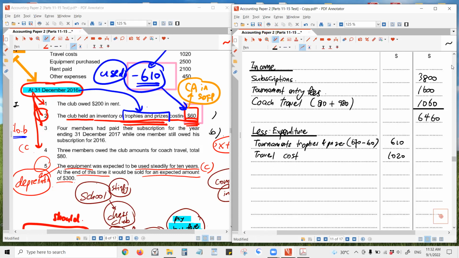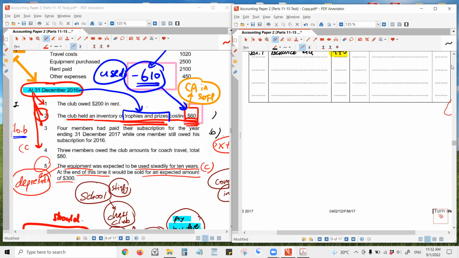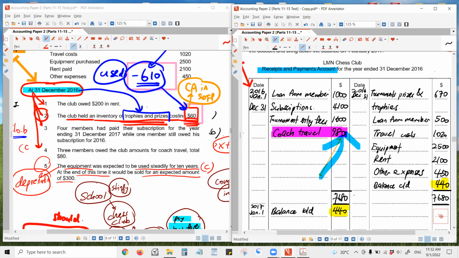See the expenses. See the receipts and payments account, credit side again. Equipment. Equipment is an NCA. So does an NCA appear in the income and expenditure account? No. So when you think of NCA, you must think of what? Think of depreciation. So it is depreciation of equipment that appears in the income and expenditure account.